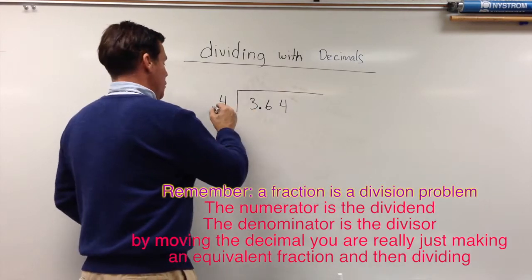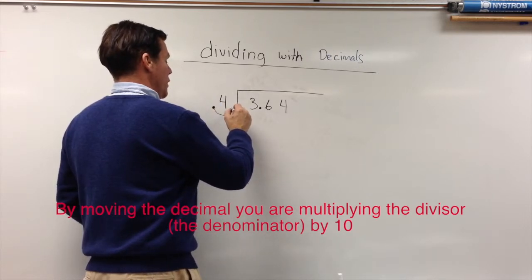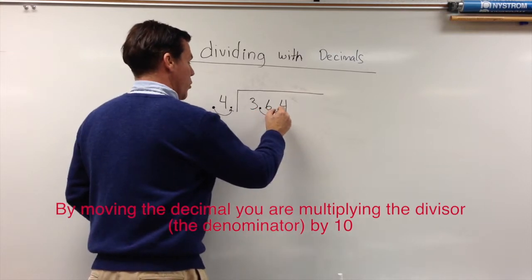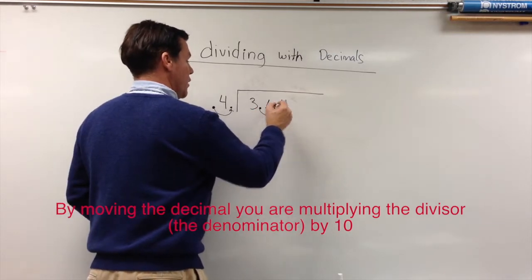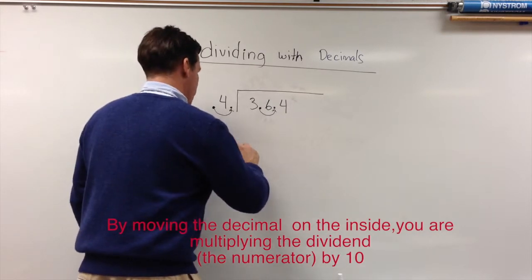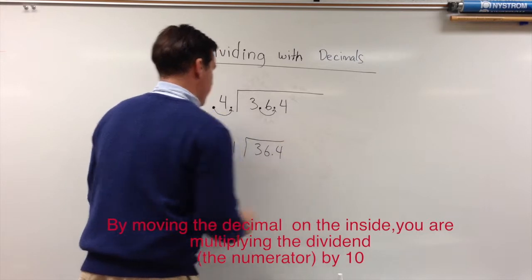Students kind of get confused. If I want to get rid of the decimal point here, I can go ahead and move the decimal point here one spot. And as long as I move this decimal point one spot over here, I'm doing okay. So my new problem is going to be 4 into 36.4.